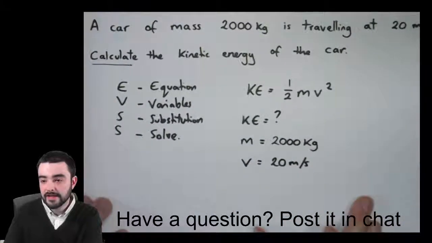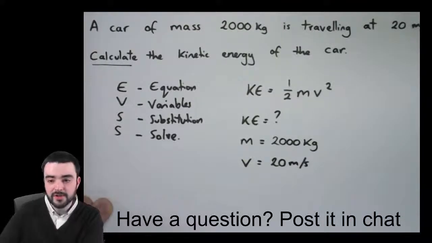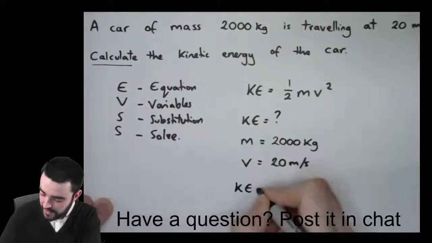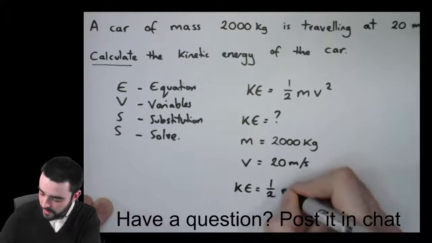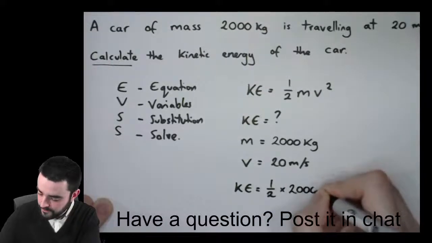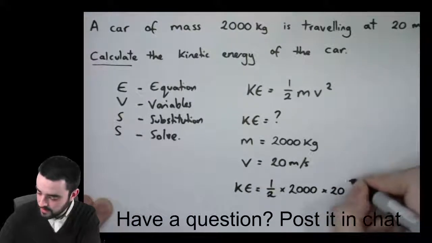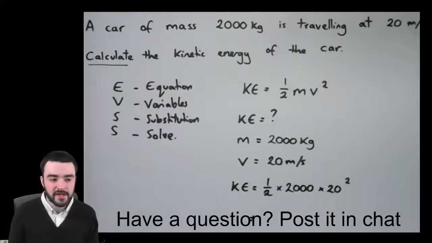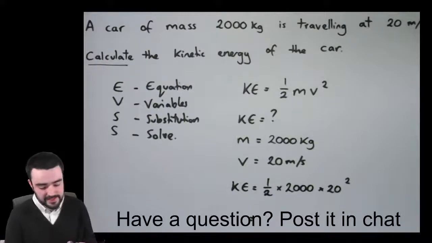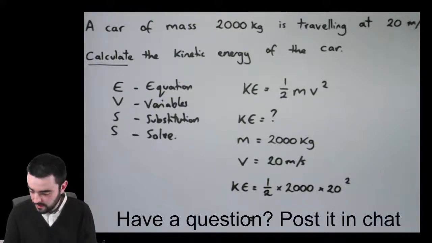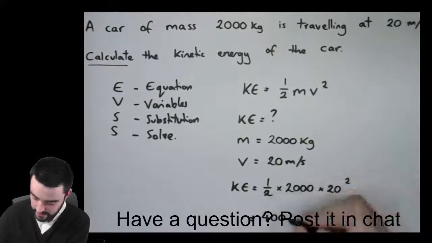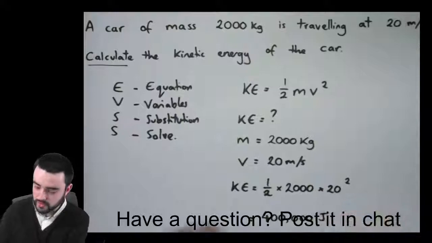Now what I need to do is substitute the values in. So that means I'm not trying to rearrange, I'm just trying to put numbers from here into the equation. So KE is equal to half times 2,000 times by 20 squared. Okay, now we've got to our final section, the solve section. So this is where we put our numbers into the calculator and we see what comes out. Half times 2,000 times 20 squared. And it comes out that that is 400,000 joules.